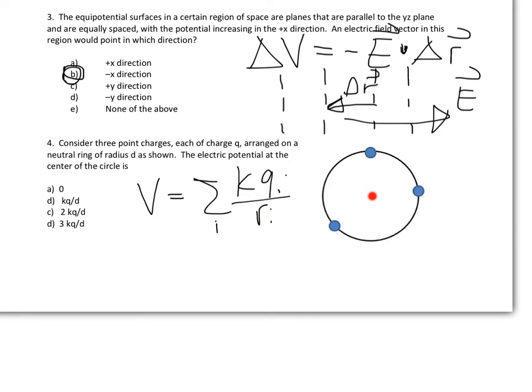So in this case, since the point in question is at the center of the circle, the three distances are the same, and the charges are all the same, so they all contribute the same quantity, which is kq over r. So the final answer, of course, is 3 kq over r, which is D.